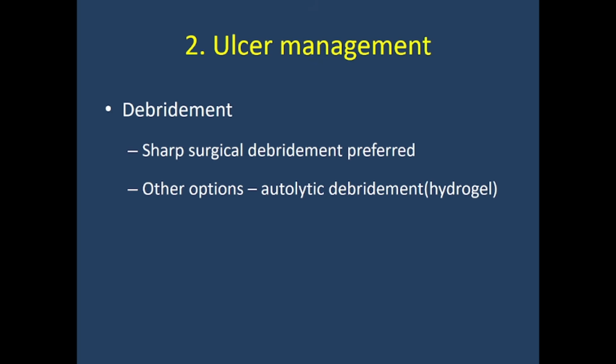Okay, so ulcer management, now we're moving to the ulcer. Regarding the debridement, usually surgical debridement is the best one, right? Surgical debridement, sharp debridement, is preferred. If you can do a sharp debridement, that is preferred. But there are other options, like autolytic debridement and hydrogel, right? Gel forms. But remember, surgical debridement is better, right?